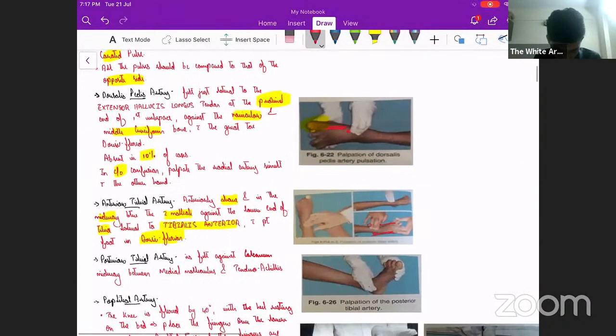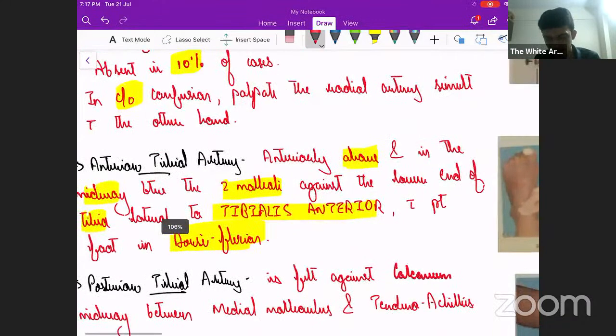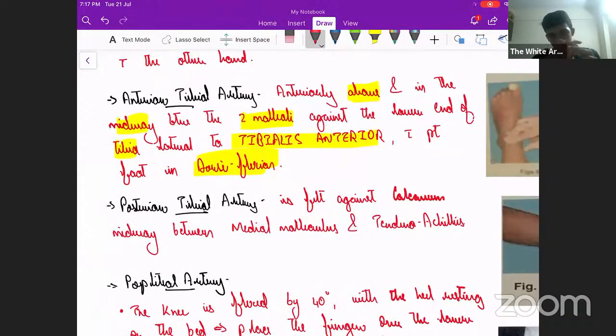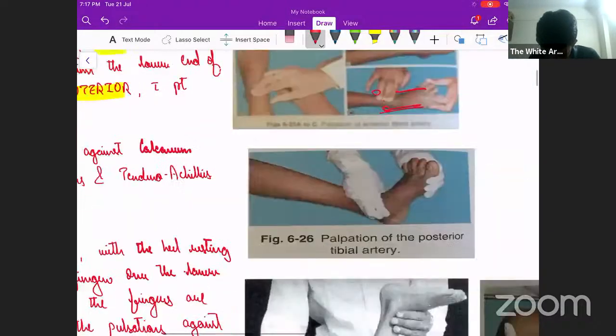Next is the posterior tibial artery. The posterior tibial artery is felt over the calcaneum, midway between the medial malleolus and the tendon of Achilles. So if this is the medial malleolus and the tendon of Achilles, midway you go and feel for it. That is what is done over here.